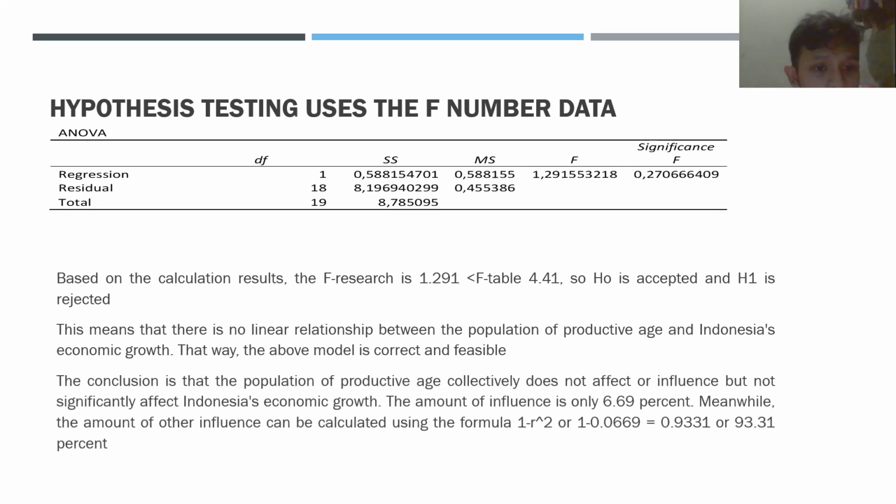The conclusion is that the population of productive age collectively does not significantly affect Indonesia's economic growth. The amount of influence is only 6.69%. Meanwhile, the amount of other influence can be calculated using the formula 1 minus multiple R square, or 1 minus 0.0669, and the result is 0.9331 or 93.31%. That's the same as the OLS.